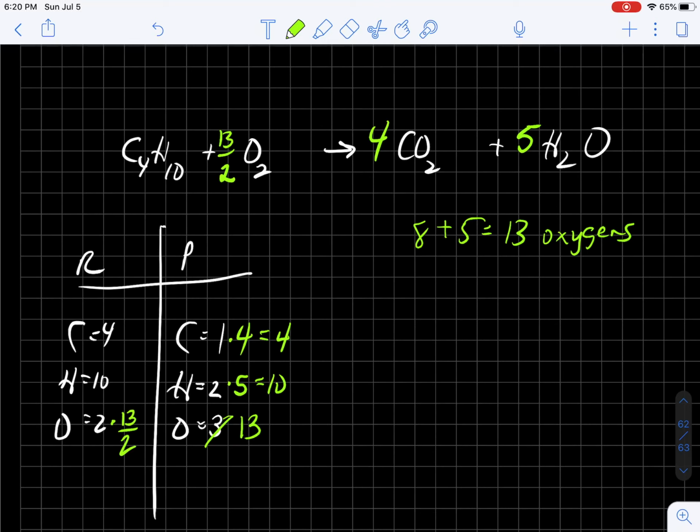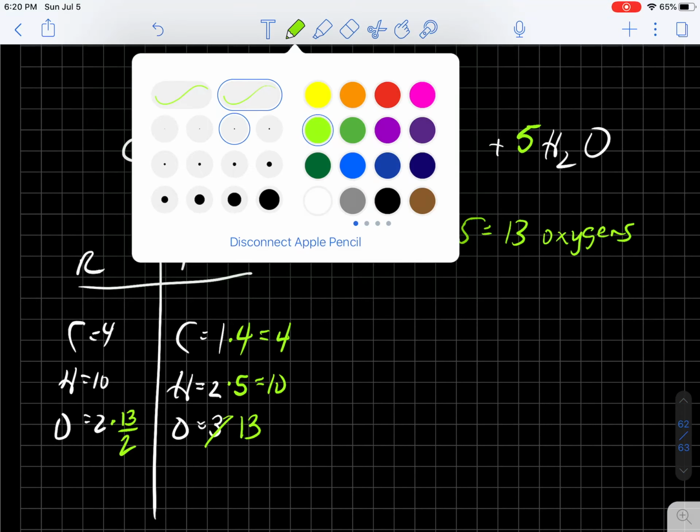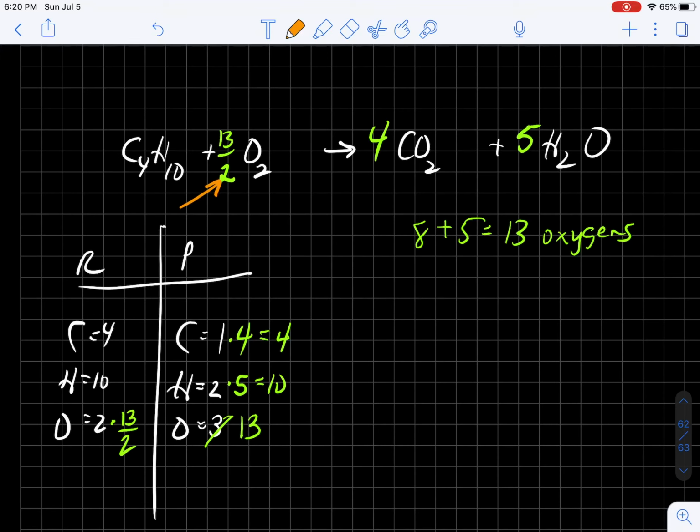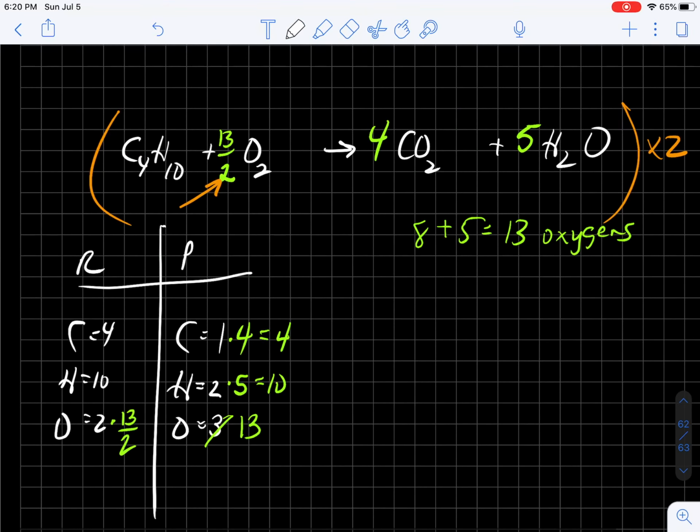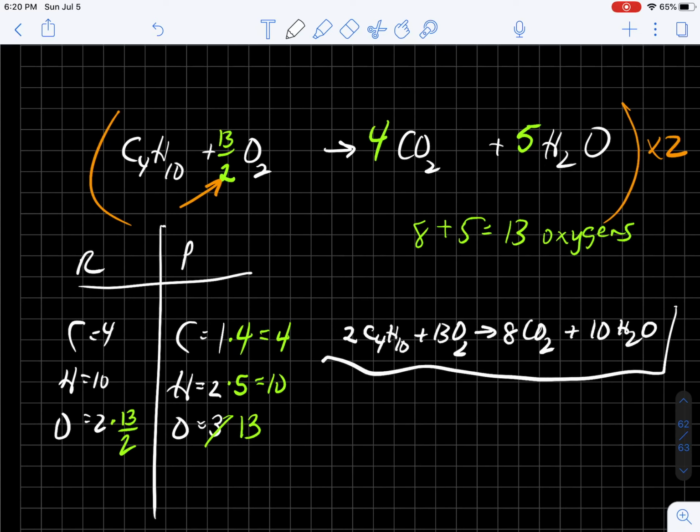Now, in thermal equations and something called a formation reaction in advanced chemistry, you're allowed to have fractions. At this level, no fractions. So how are we going to get rid of the fractions? Well, just like we would in math, we're going to multiply the denominator through. So I'm going to multiply everything in this equation by 2 and then rewrite it. So I'm going to have 2 moles of butane, and I'm going to have 13 moles of oxygen, 8 moles of carbon dioxide, 10 moles of water, and now everything's balanced.